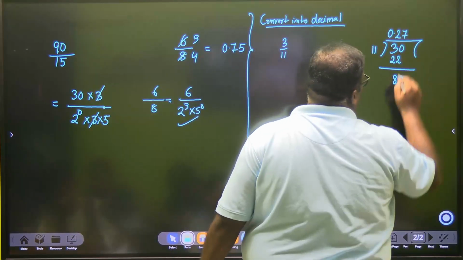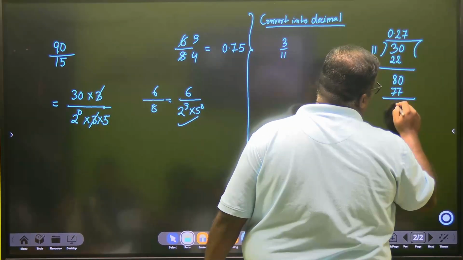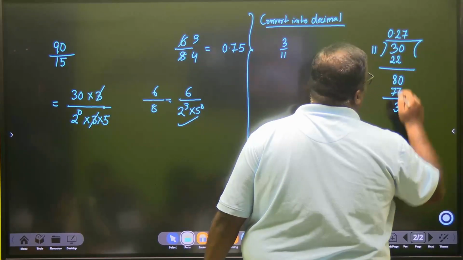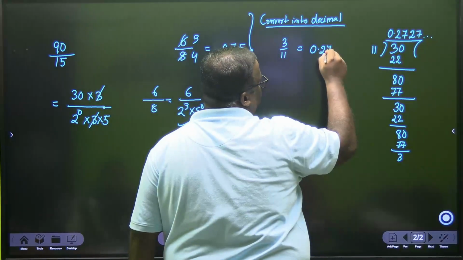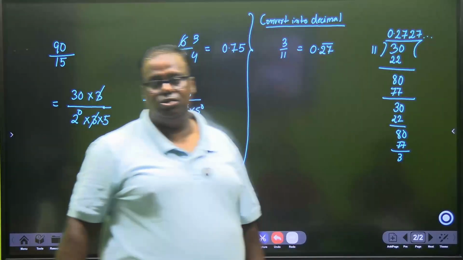11 7s are 77. Again, how much do you get? 3. For the decimal, a 0. Then 11 2s are 22. Again 8. For the decimal, a 0. 11 7s are 77. And by now you have seen the trend. The game is all between 30 and this. So this goes on repeating. So we can now write 3 by 11 as, what is the periodicity? The periodicity is 2. 2 digits are repeating, and the repeating digits are 2 and 7. So we write it as 0.2 7 bar.